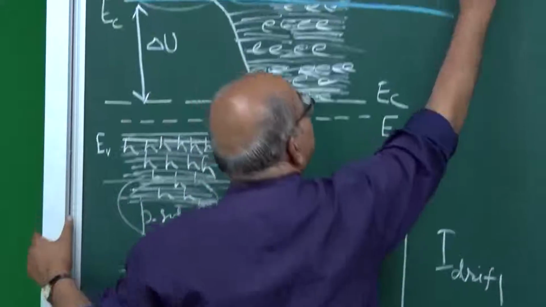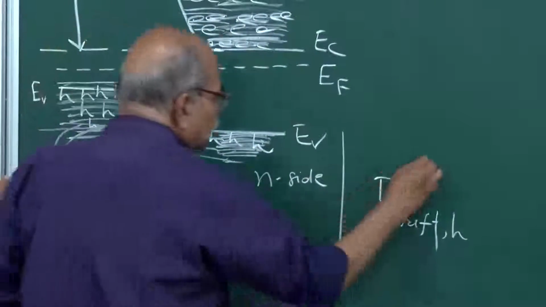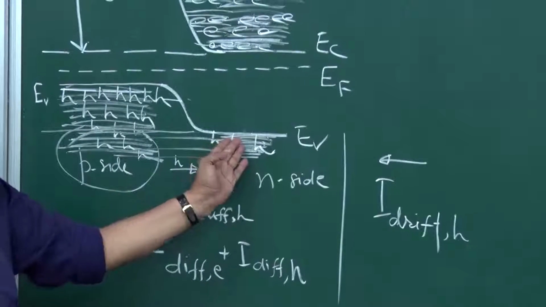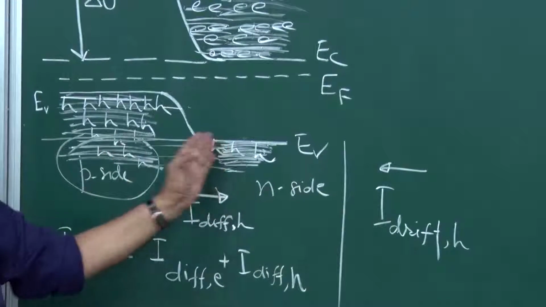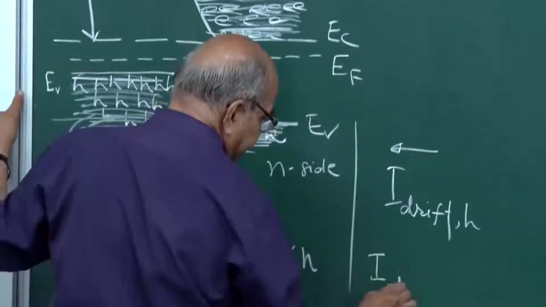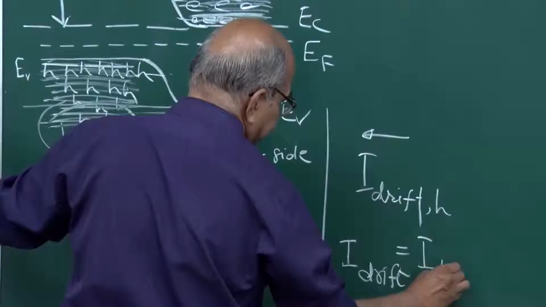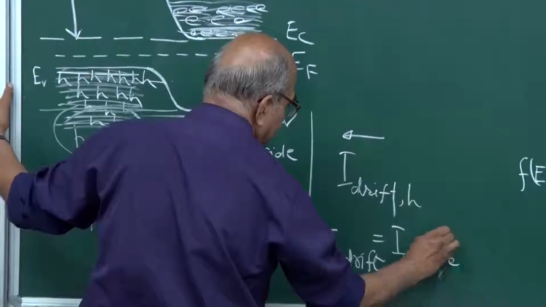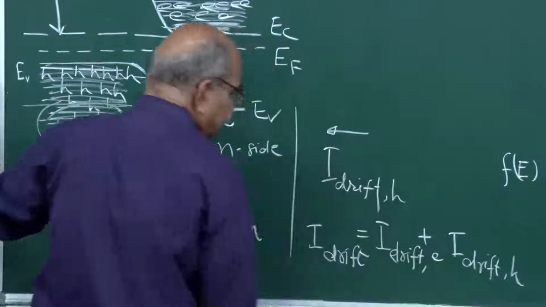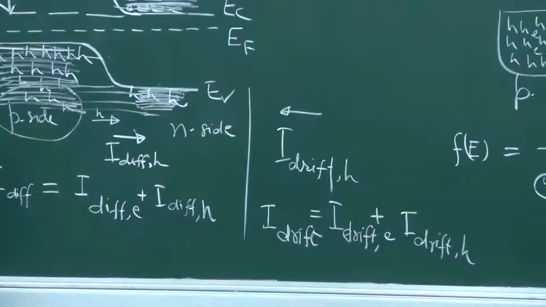This I drift is because of the electrons, and this I drift is because of holes, and that is also going right to left because holes are positively charged. So holes are going from this side to that side, so that is also the current direction. You add these two and you have drift current, I drift, which is I drift because of electrons plus I drift because of holes, and that is in the direction of n side to p side.